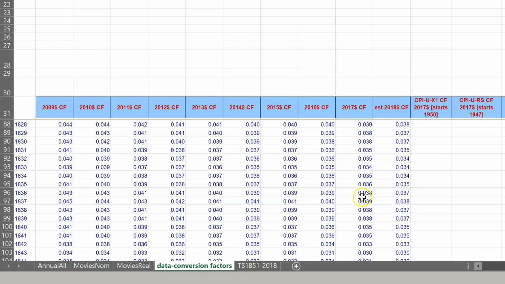So we're going to scroll down to where our data begins, which is in 1900. So in 1900, okay, we see right here, it's in cell Z160. We can see that roughly, it hasn't changed much. So about 3 cents in 1900 bought what a dollar could buy today, or in 2017 dollars. So we're going to use this conversion factor to convert our data.